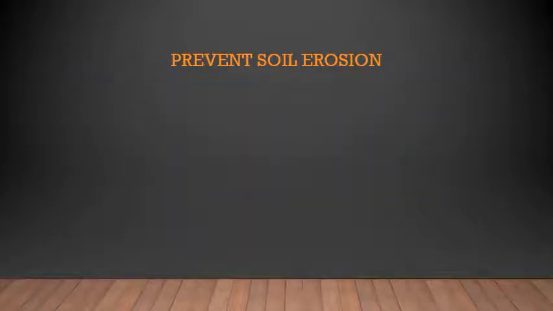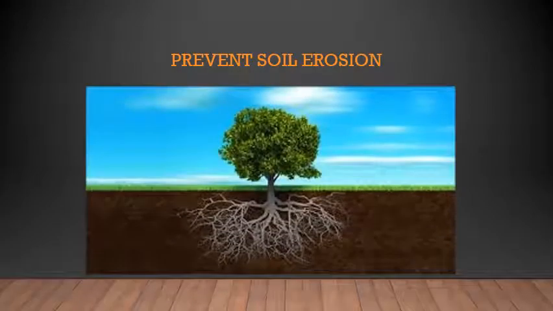Next function of the root is it prevents soil erosion. The roots bind and hold the soil firmly. As you can see in the picture, it holds the soil firmly. So they do not allow the soil to be blown away by the wind or washed away by heavy rains. It holds the mud, it holds the sand underneath. So they can easily prevent soil erosion.